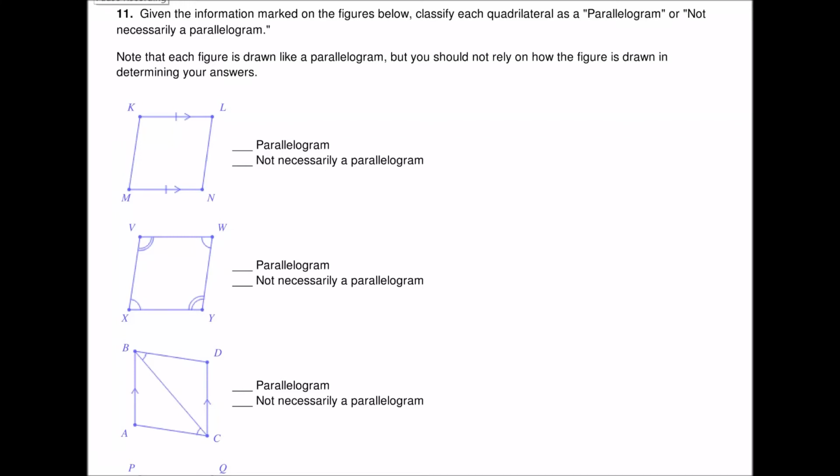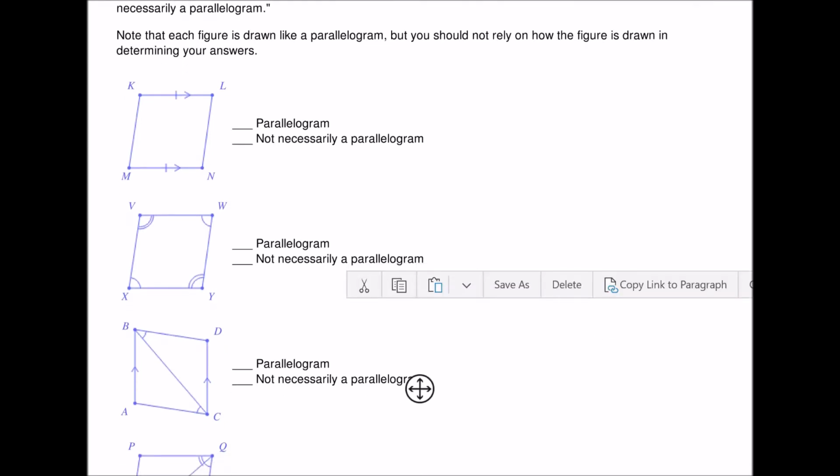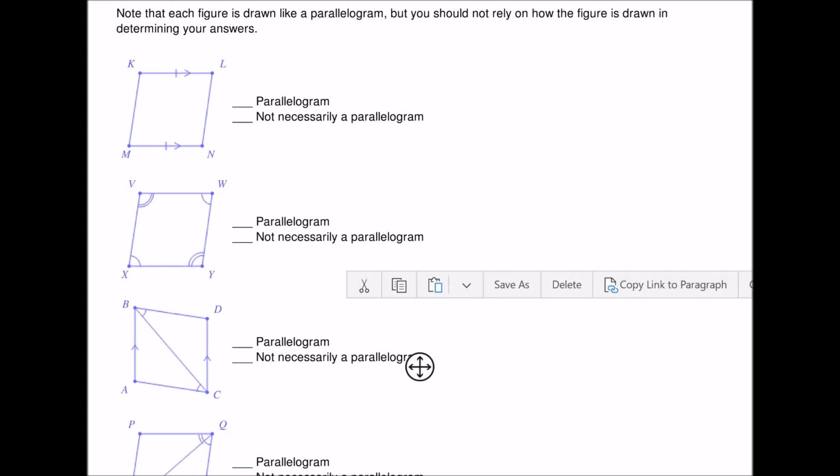Problem 11. Give the information marked on the figure below, classifying each quadrilateral as a parallelogram or not necessarily a parallelogram. Note that each figure is drawn like a parallelogram, but you should not rely on how the figure is drawn to determine your answer.